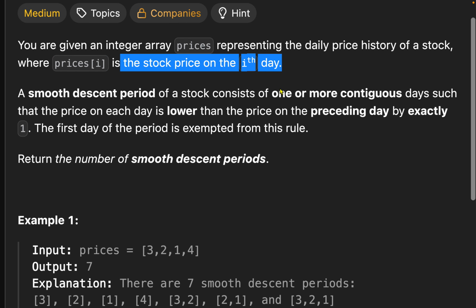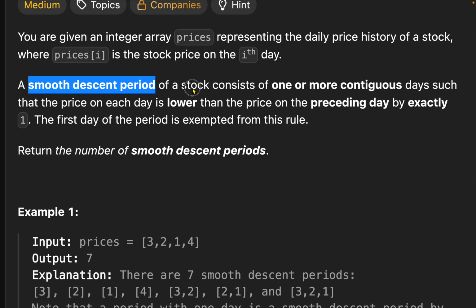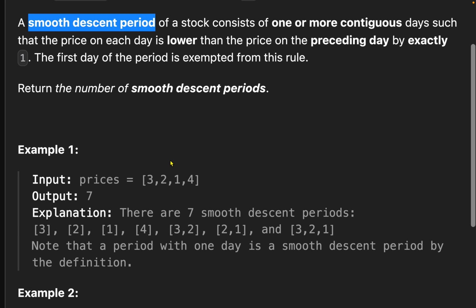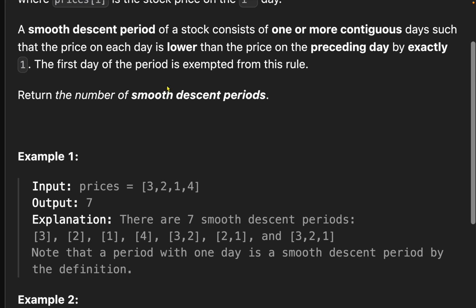Okay, cool. Now what does smooth descent mean? A smooth descent period of a stock consists of one or more contiguous days such that the price on each day is lower than the price on the preceding day by exactly one. So the first day of the period is exempted from this rule, because we don't have anything prior to the first day. Return the number of smooth descent periods.